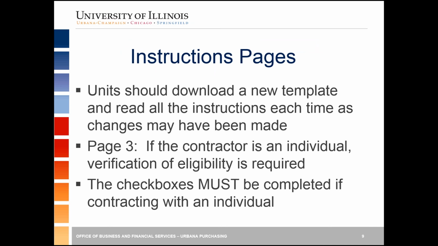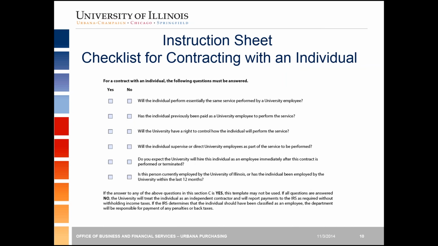Page 3 of the CFS under 10,000 template instructions has several questions that the unit must answer if they are contracting with an individual. This is similar to what appeared in the under 5,000 template, but please make note of this. If contracting with an individual and the answer to any of these questions is yes, the CFS under 10,000 template cannot be used, and you should contact your purchasing office for additional assistance.